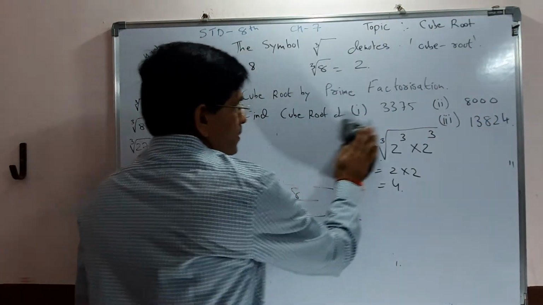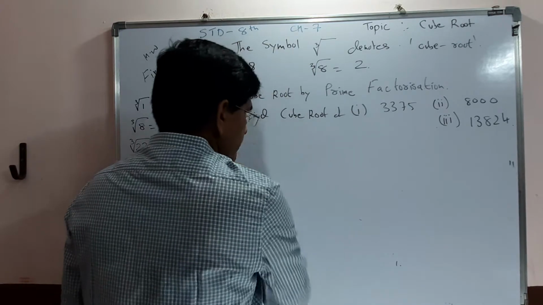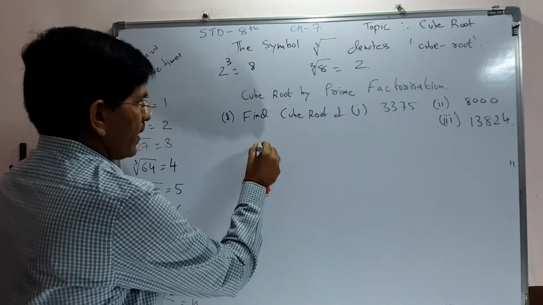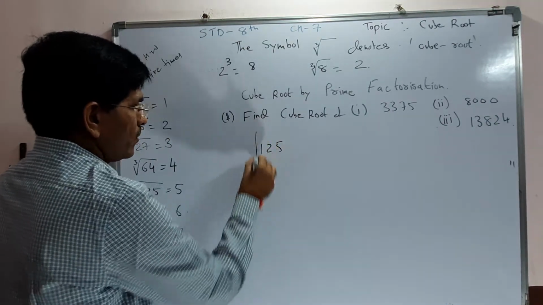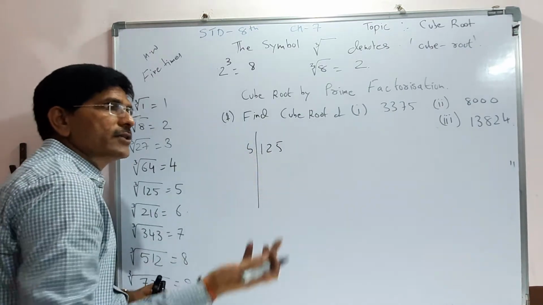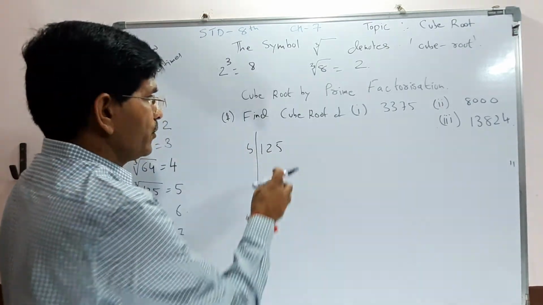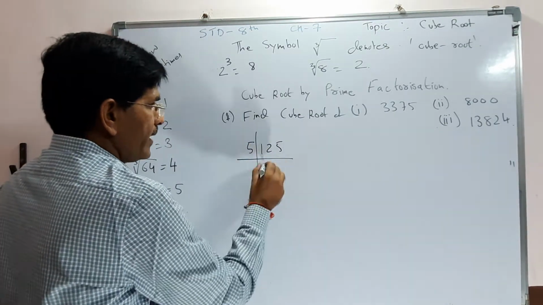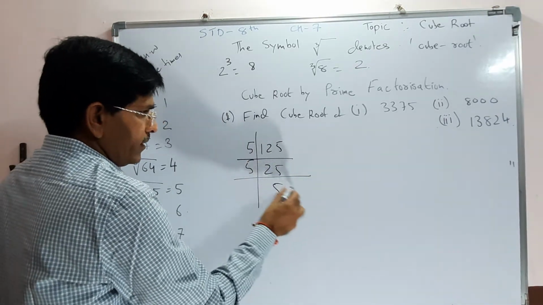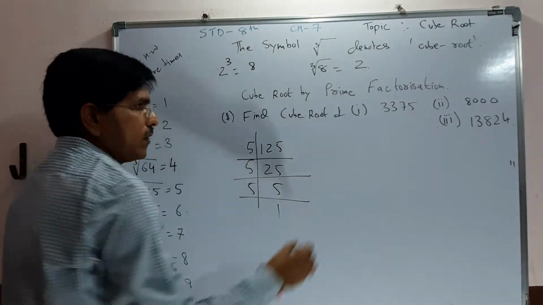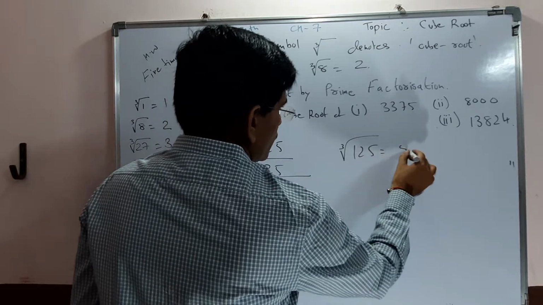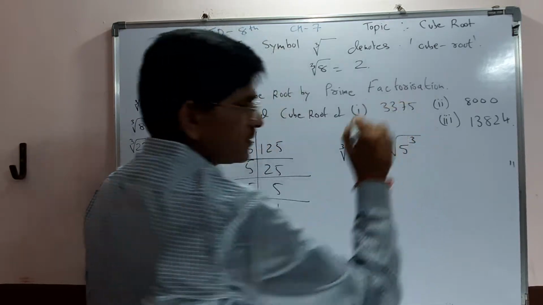So now start for 3 digit. That is 125. Now I am writing 125. Now you start: 5 plus 2, 7, 7 plus 1, 8. It is not divisible by 2 or 3. The unit place is 5, so we can do it by 5. 25, again 5, 5, again 5, 1. So the cube root of 125 is equal to 5 the power 3, which gives 5.